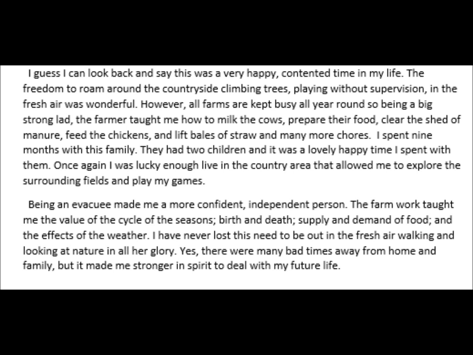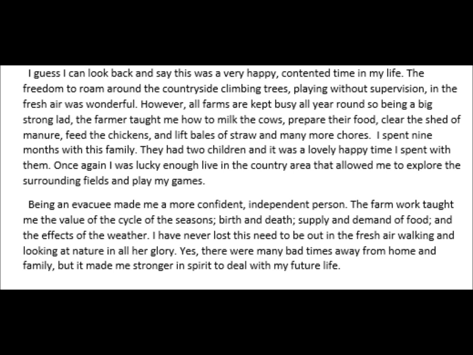I spent 9 months with this family. They had 2 children and it was a lovely happy time I spent with them. Once again I was lucky enough to live in the country area that allowed me to explore the surrounding fields and play my games. Being an evacuee made me a more confident, independent person.